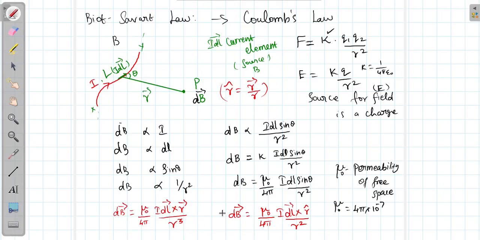So be careful with the formulas. These two formulas are the same, but the difference is here the numerator is a vector quantity. Here it is not exactly a vector, it is a unit vector, not a vector.